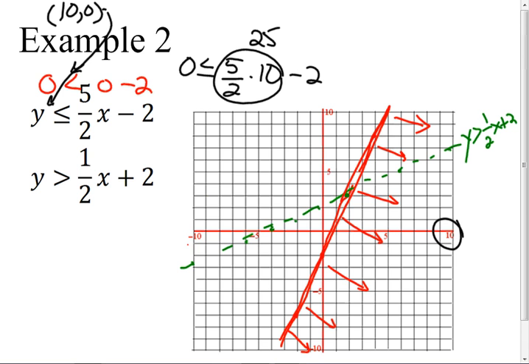Now, let's do the green one. Let's try (0, 0). Ray, help me out. Is 0 bigger than 1/2 of 0 plus 2? Is it true or false? This is false. That's false.